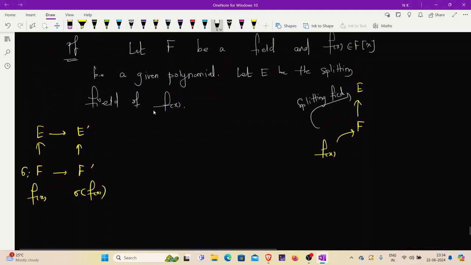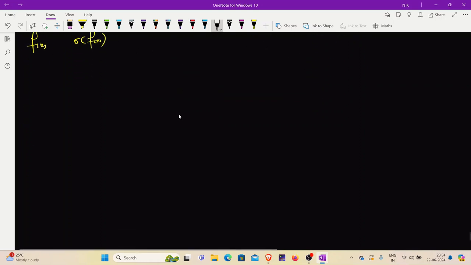Okay, so what we are now going to do is use the induction hypothesis on the degree of extension of E over F. So we will prove this by induction, or you may just say induction on the degree of extension of E over F.